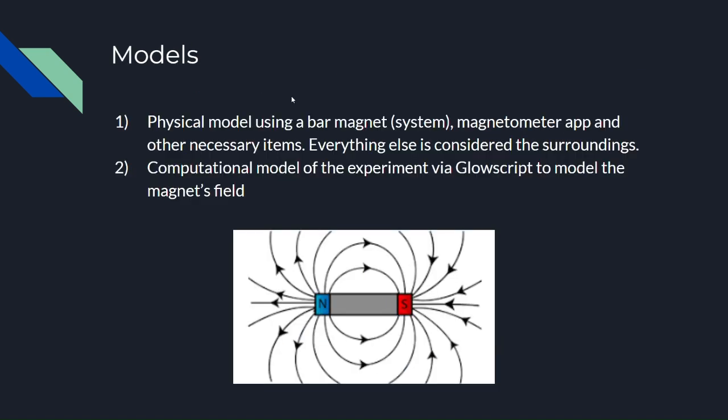The physical model uses a bar magnet, which is going to be the system, and it also uses a magnetometer app and other necessary items such as meter sticks. These items and anything else are considered to be the surroundings. The computational model of the experiment uses GlowScript, and this is all modeling a bar magnet and its field, which is a dipole, and that field looks like this image.